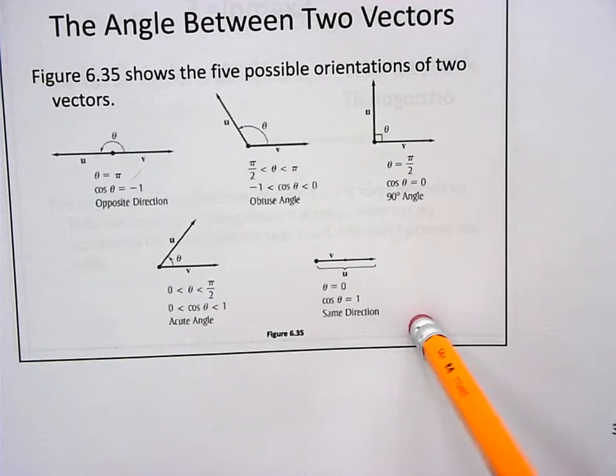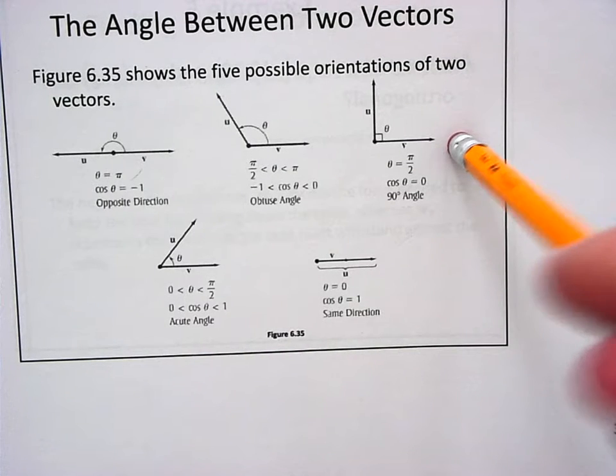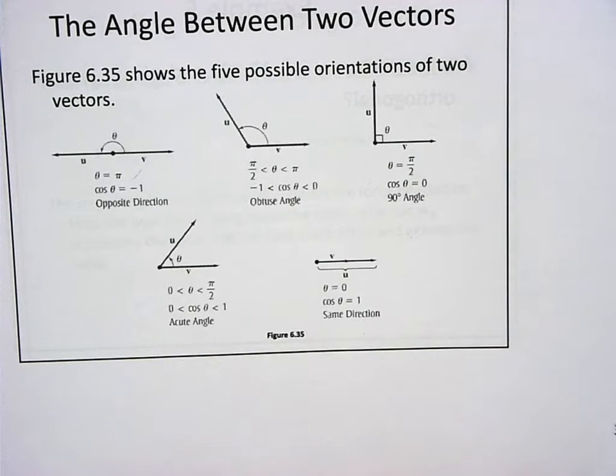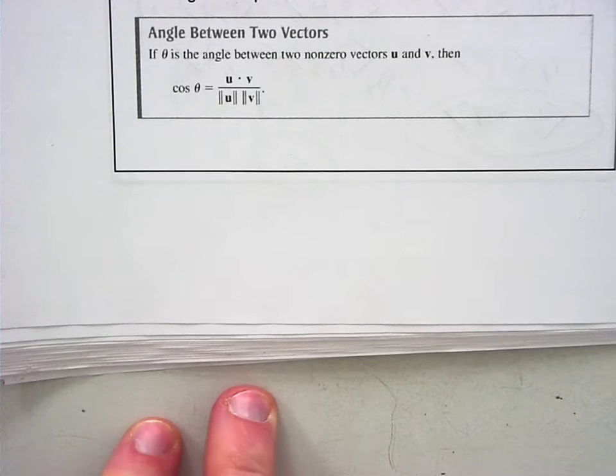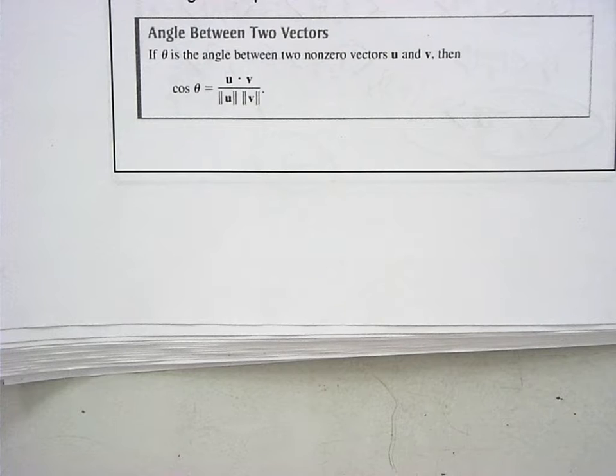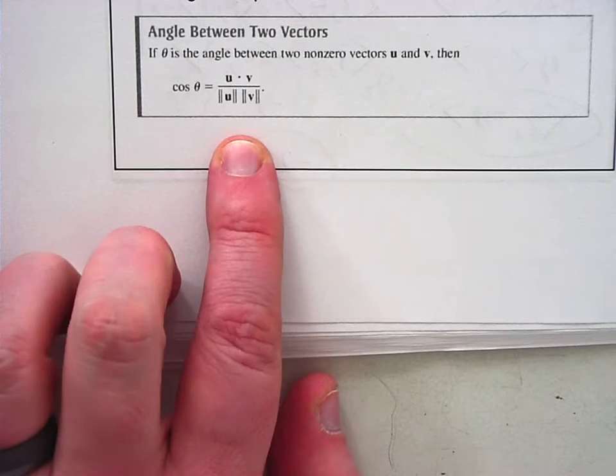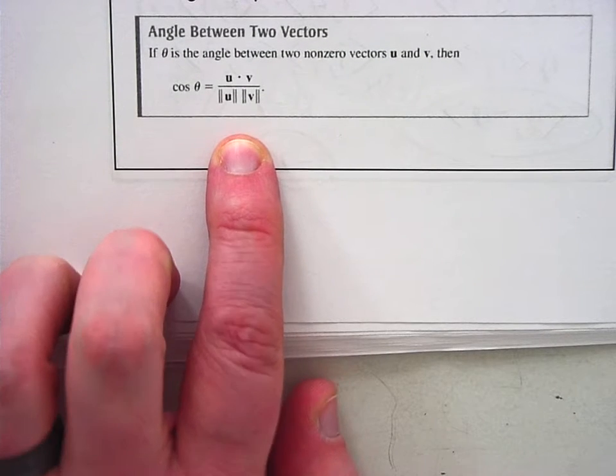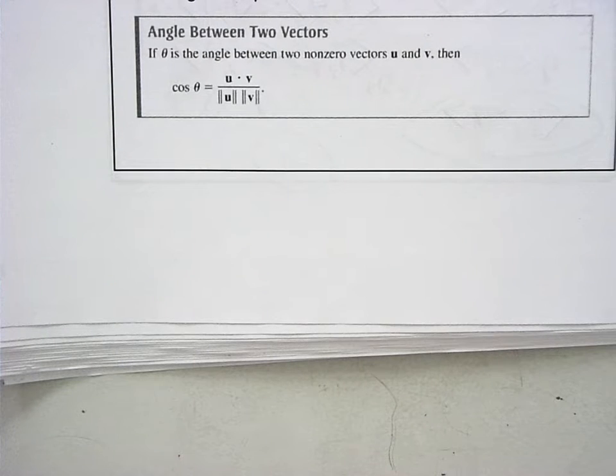You can also have where they're the same direction. If you get a theta value of 0, they're literally on the same line. And you can also get 90 degrees. Now, thinking about this formula back here, how would I know that this is 90 degrees, just looking at that fraction? How would I know theta would have to be 90 degrees just from the fraction alone?